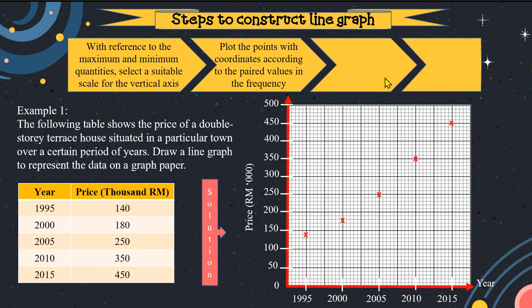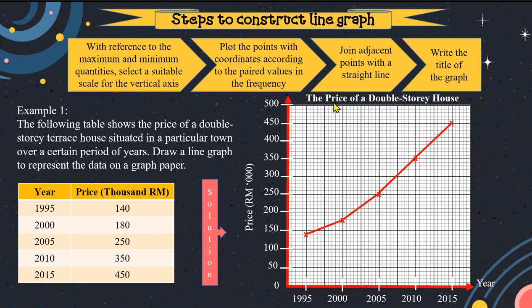Next, the third step, join adjacent points with a straight line. So from this point to this point, you join with a straight line. This point to this point, you join with a straight line until the end. So you will get a line graph like this. This is called a line graph. And then don't forget to write down the title of the graph. So this is the title of the graph. So you have completed constructing your line graph.